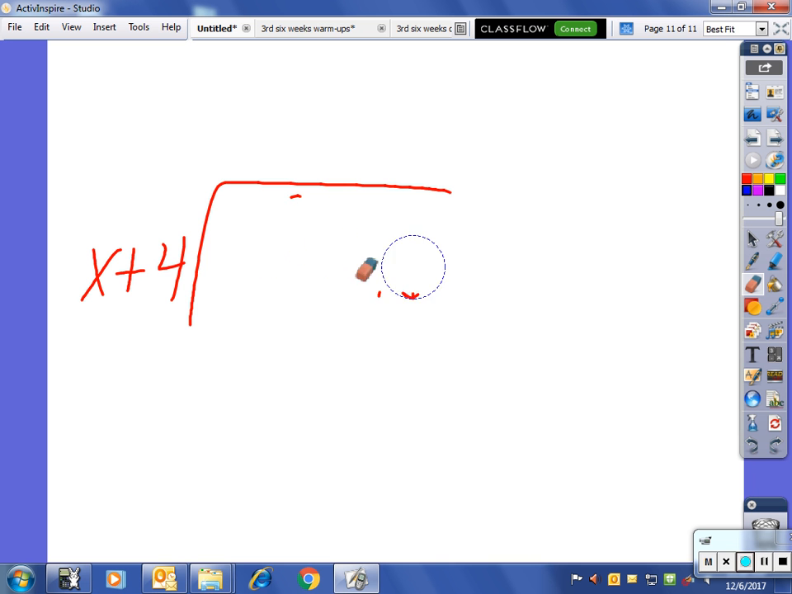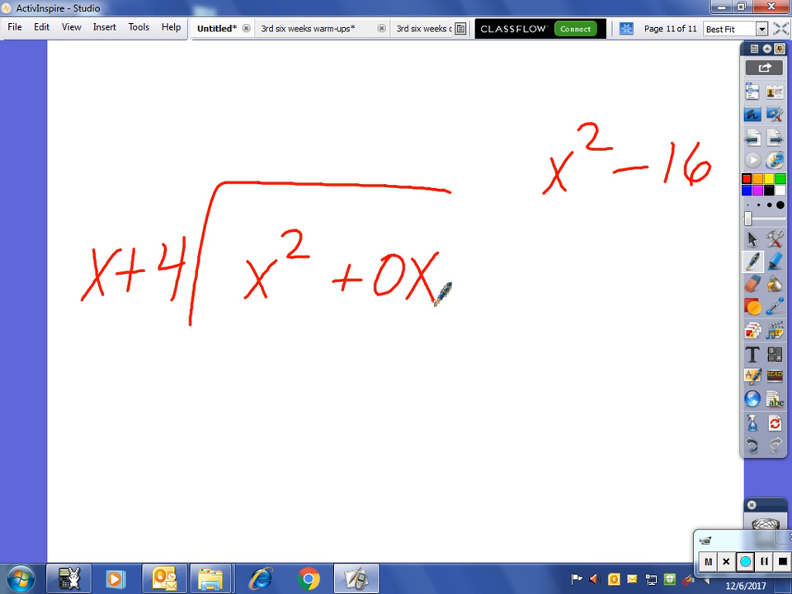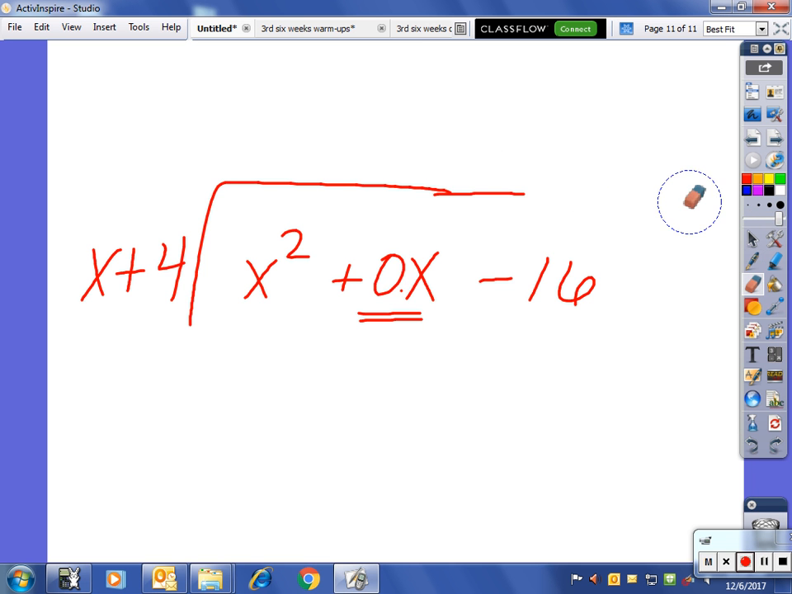Now, x squared minus 16 is the dividend. I need that to look like a trinomial, so I'm going to force it to look like a trinomial. What's missing there? The x, the b. The x is missing. So I am going to force a b to be in there. I'm going to put a plus 0x right in the middle of it. Does that change the value? No, because 0 times anything is 0, so it doesn't affect anything. But now we can do the long division.